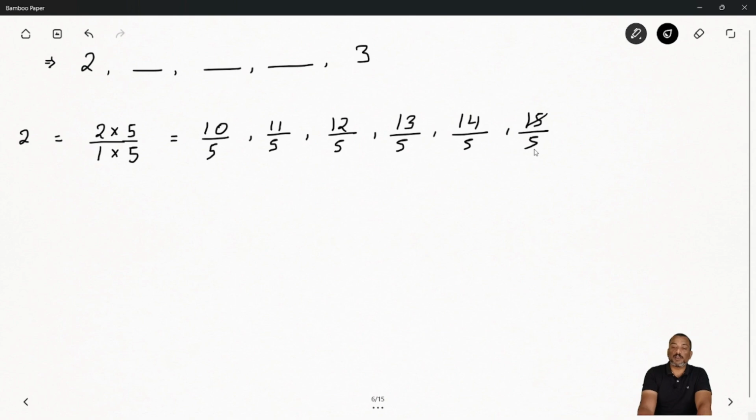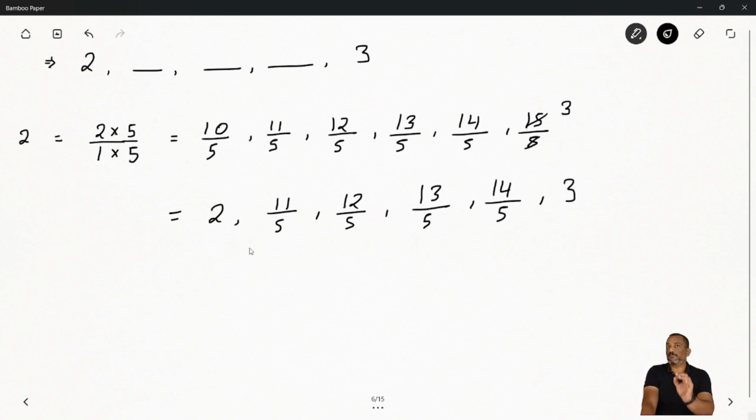Now 15 over 5, if you do, you will get 3. So which means between 2 and 3, what are the fractions you will get? So that is 11 over 5, 12 over 5, 13 over 5, and 14 over 5. That is 4. You can easily find the 4 fractions between any two numbers. So that method you can use to find a number of fractions between any two numbers. Okay, hope you got it.